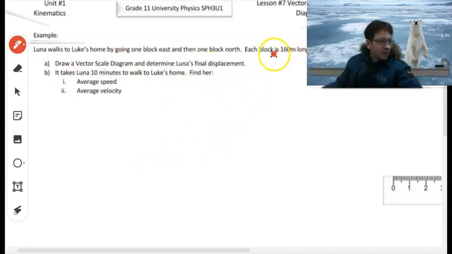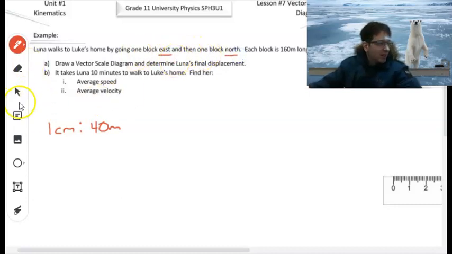Okay, so if one block is 160 meters, what I can do is I can say, well, let's make 1 centimeter equal to 40 meters. You can choose any scale you want, really. If 1 centimeter equals 40 meters, then 160 meters would be 4 centimeters long. So let's draw that. First we go 4 centimeters east, and then we go another 4 centimeters north because it's one block east, one block north. Let me grab my ruler.